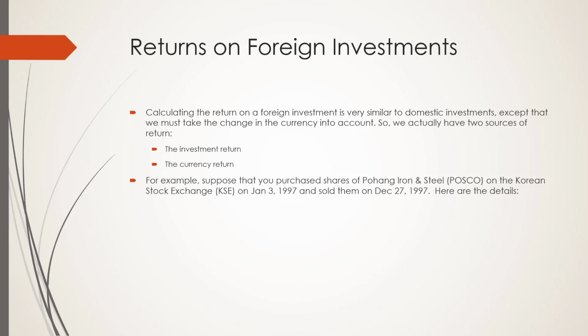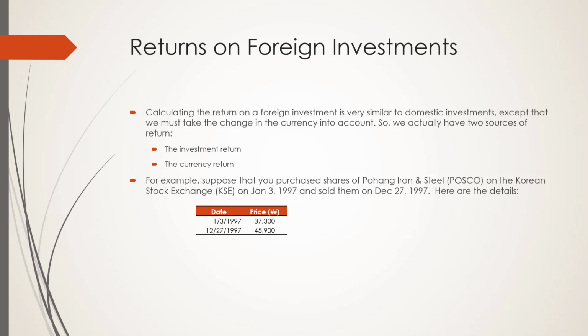There's a big iron company named Pohang Iron and Steel that trades on the Korean Stock Exchange. It's a South Korean company. And on January 3rd, 1997, let's say that you bought the stock and then you sold the stock on December 27th, 1997. Now the kicker is that in the middle of 1997, there was a really serious Asian currency crisis. Asian currencies pretty much across the board lost about half of their value, and the Korean won was no exception.